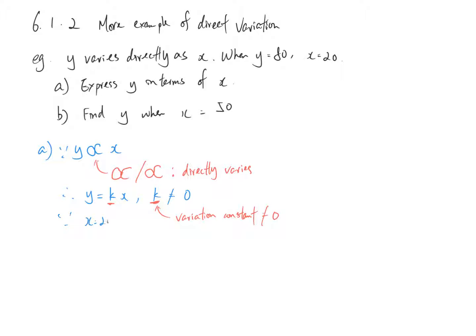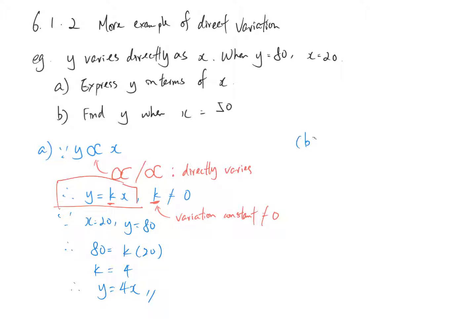Next, since x equals 20 and y equals 80, therefore 80 equals k times 20. We just substitute the corresponding values of x and y into this formula. Then obviously k equals 4. Then we can say that y equals 4 times x, and part A is finished. Part A tells us to express y in terms of x, and we find that y is equal to 4x. Then we accomplished the task.